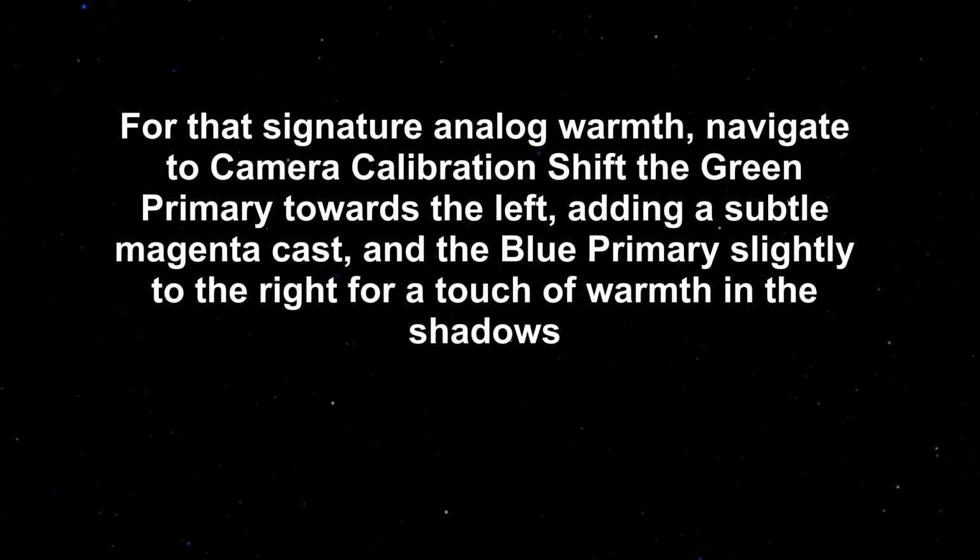For that signature analog warmth, navigate to camera calibration. Shift the green primary towards the left, adding a subtle magenta cast, and the blue primary slightly to the right for a touch of warmth in the shadows.